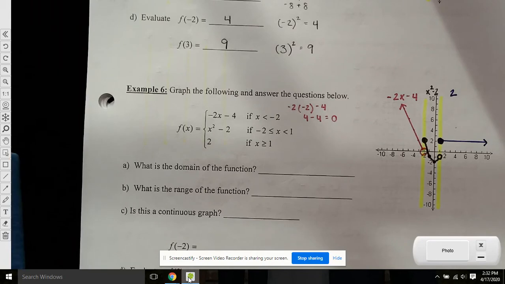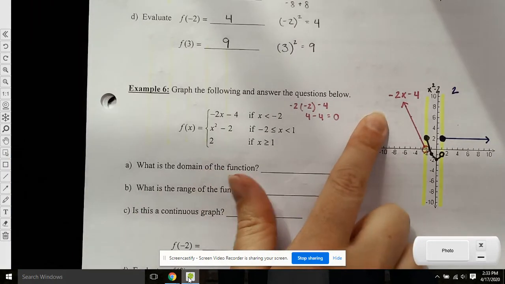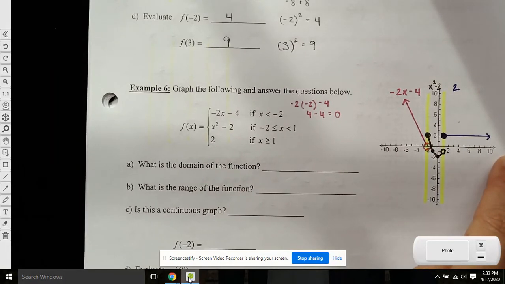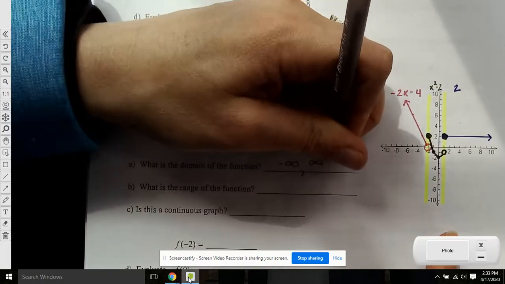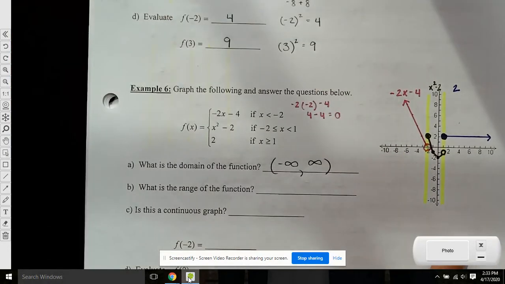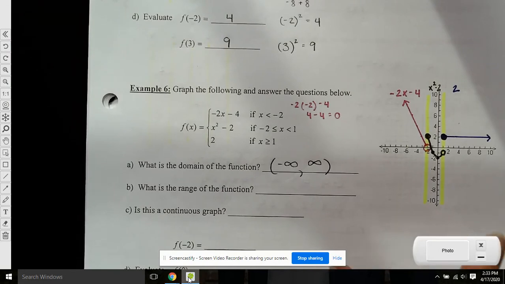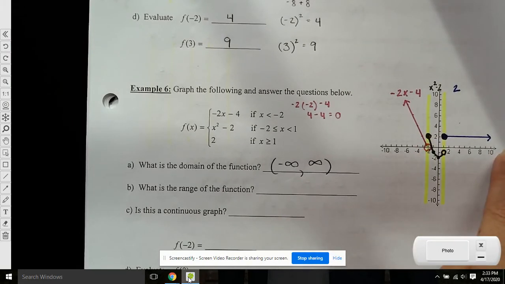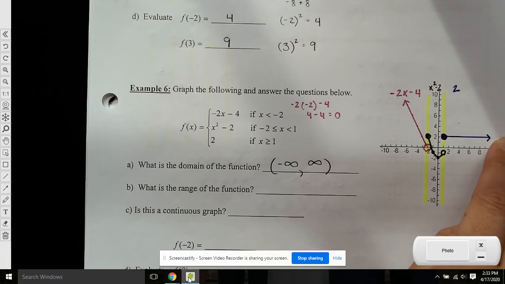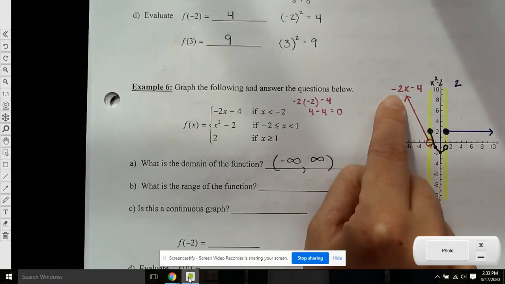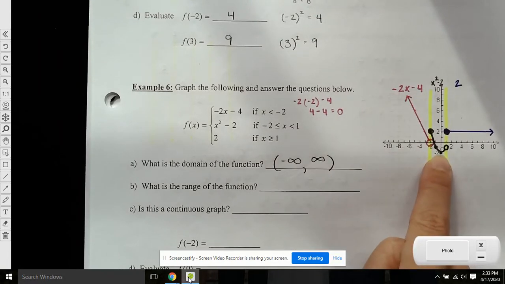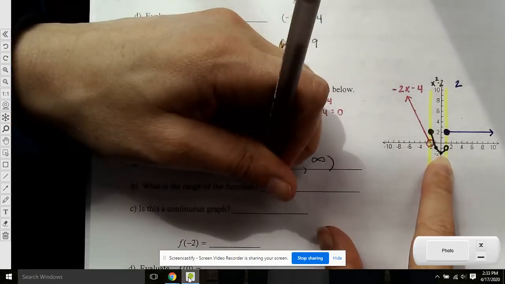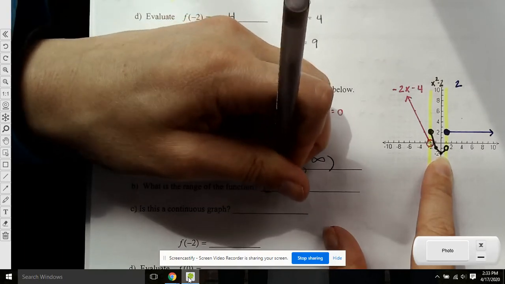Now let's talk domain. The domain, the x values, I notice it goes all the way to the left and all the way to the right. So that tells me it goes all the way to negative infinity, all the way to infinity. Now range, this one's going flat across to the right. So this is never going to increase or decrease. Over here, it's going up to infinity. So I have a minimum here at negative 2. So my range is going to be from negative 2 to infinity.